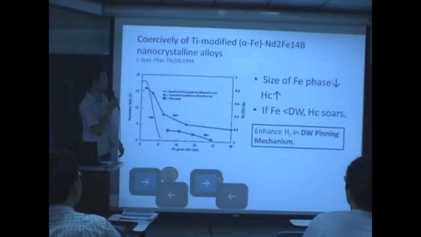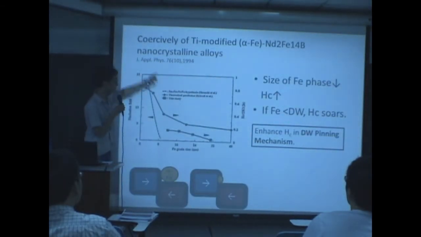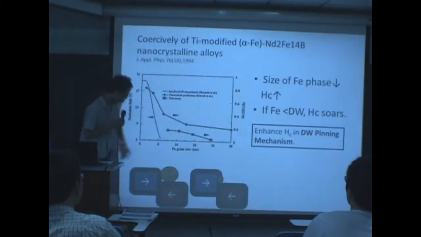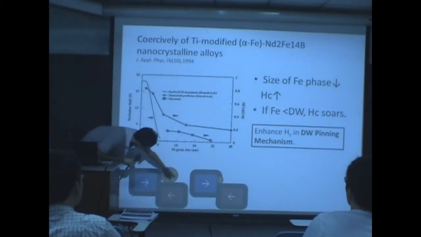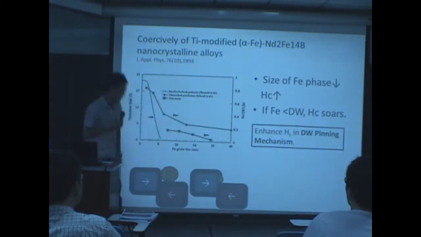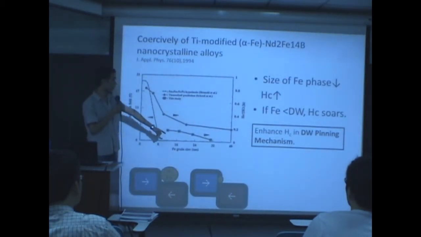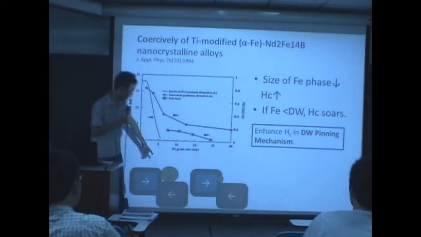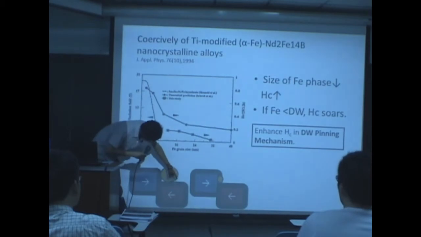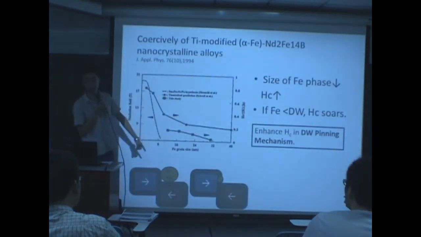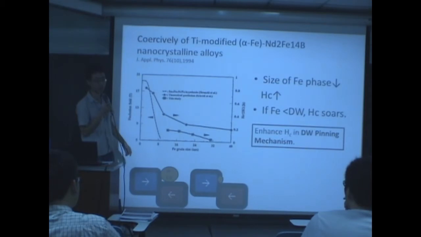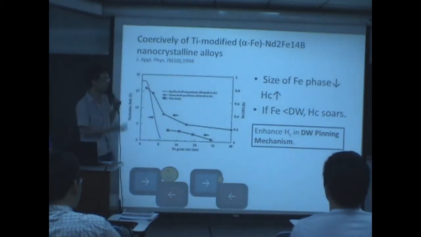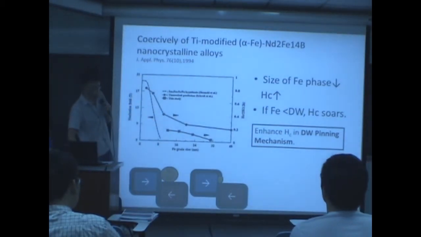And the other way is in this picture. You can see that we make our soft magnet smaller. And once it becomes smaller, we will have higher coercivity. And when it reaches the size of the domain wall width of the hard magnet, it will have a strong pinning effect on the domain wall. So it is a way of increasing coercivity in the domain wall pinning mechanism.